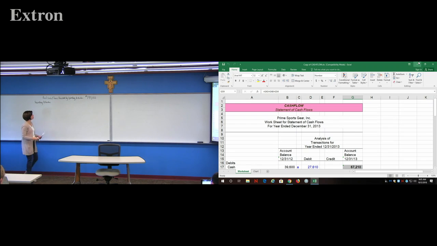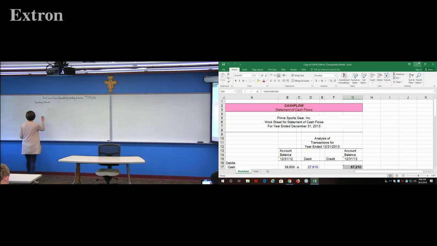So I'm using a 2-column format here. That 193,110 is to the far right column. So we only had 2 items, right? We only had 2 investing activities. Who can tell me what they were?